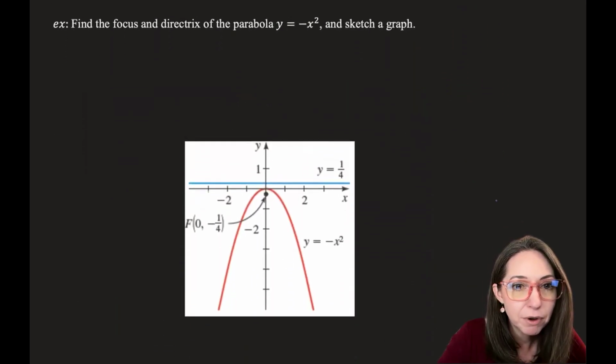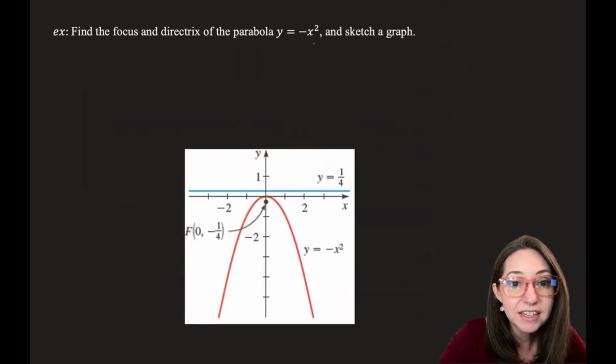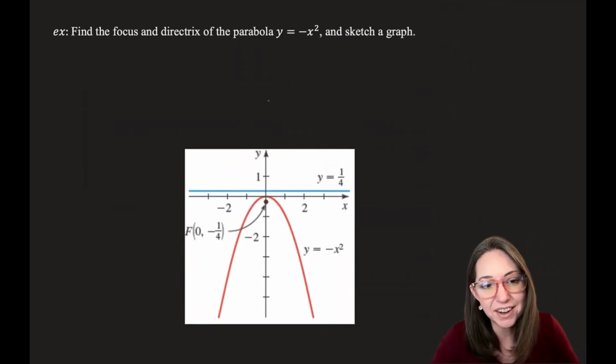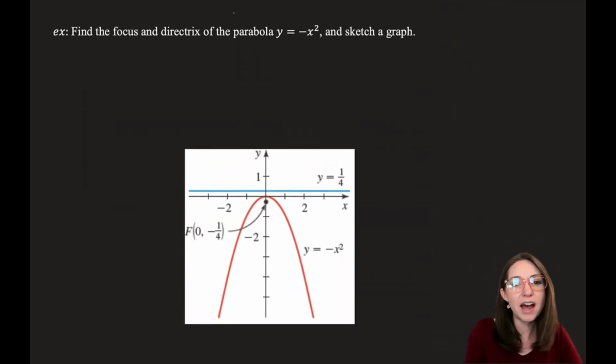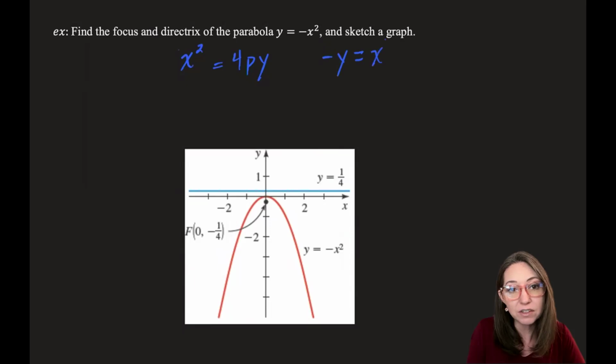We're going to find the focus and directrix of this equation. Now I've got the picture right here, so you can already see, but let's figure out how we actually find that focus and that directrix. Given the equation y equals negative x squared, I would first put it in standard form, which is x squared is equal to 4 times p times y. To put this in that form, we want to solve for x squared. So if we take y equals negative x squared and multiply both sides by -1, we'll have negative y is equal to positive x squared.